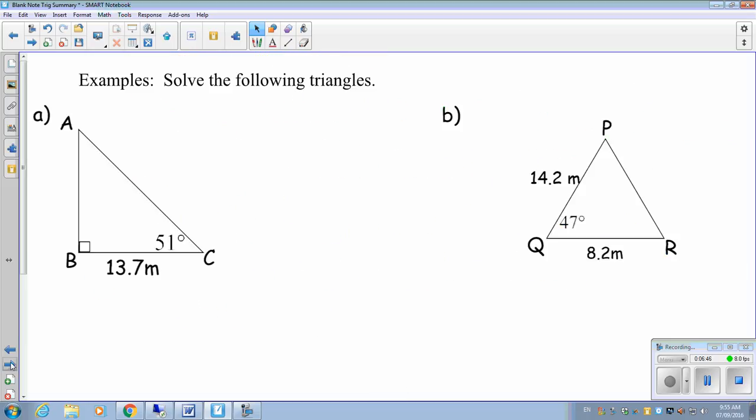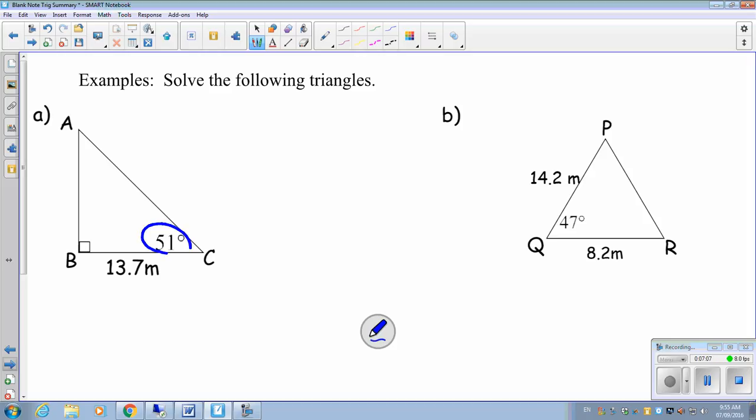So when I look at the two examples, the first thing I look at is that one's a right triangle and one is not a right triangle. For the right triangle, I can use Pythagorean theorem, SOHCAHTOA, or angle sum. To use Pythagorean theorem, I would need to know two lengths, and I don't know two lengths, so I'm going to use SOHCAHTOA to start with.